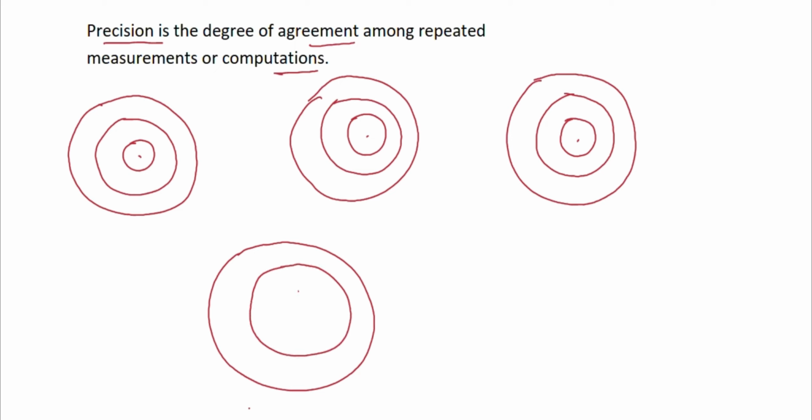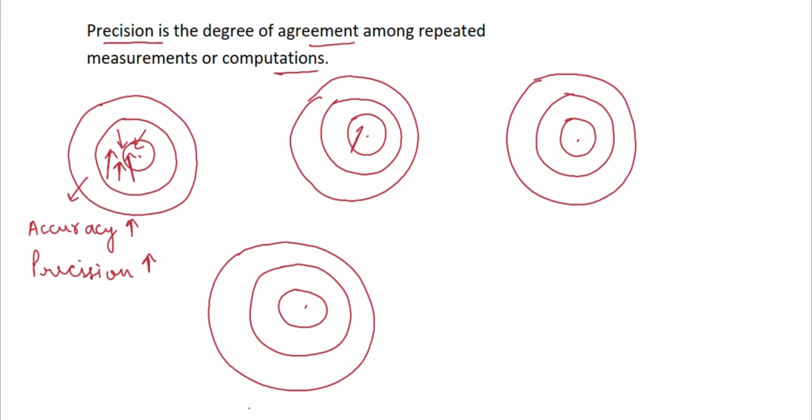In the very first case, all the arrows are clustered very close to each other and they are also hitting the center of the target. This means the measurements are very close to the true value, so they are accurate, and at the same time they are very close to one another, so they are also precise. This is the best possible situation in science, engineering, or numerical computation, and represents higher accuracy with higher precision. Our numerical methods should always aim for both higher accuracy and higher precision.